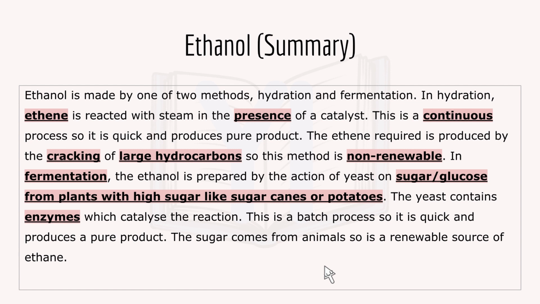And in fermentation, the ethanol is prepared by the action of a yeast on sugar or glucose from plants with high sugar like sugar canes or potatoes or pineapples. And the yeast contains enzymes which catalyze the reaction, and it is a batch process, so it is slow and produces an impure product. And the sugar comes from plants, so it is a renewable source of ethanol.